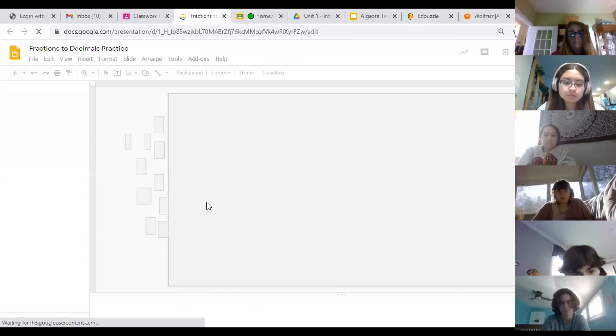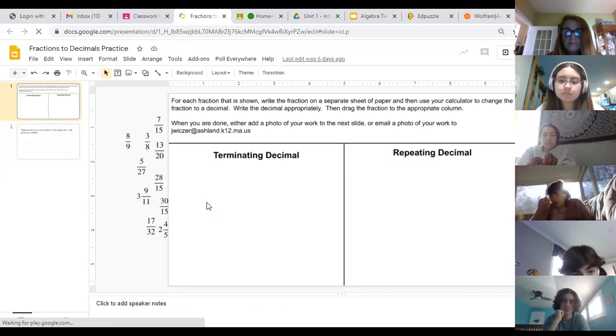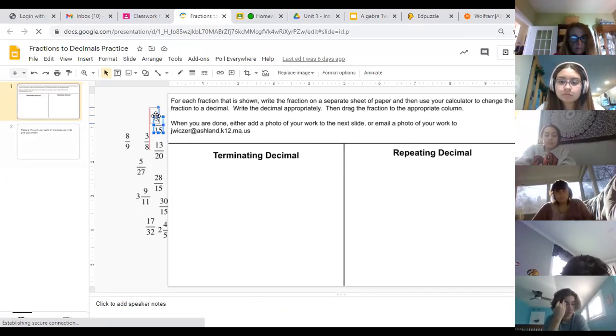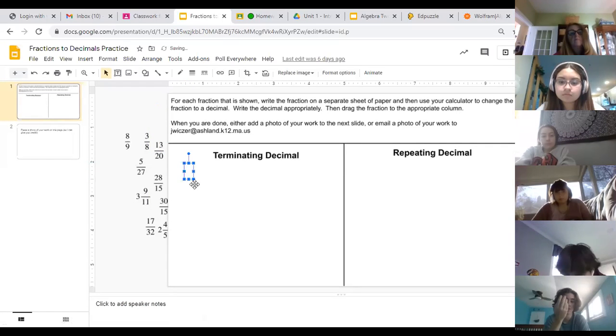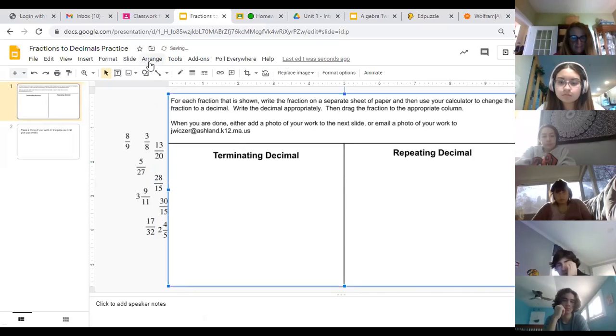It's going to bring up a Google Slides thing. And hopefully I said it correctly, so it will make a copy for each of you, and you can actually click on things. What you're going to do is take a fraction. You're going to write it on a separate sheet of paper. You're going to turn it into a decimal. And then you're going to decide, oh, and I messed that one up. Okay, hold on. You're going to figure out what it is as a decimal, and then you're going to drag it to the appropriate column. If 7/15 becomes a terminating decimal, you're going to drag it over there. If it ends up being repeating, okay, now I'm really confused. This didn't work the way I wanted it to.